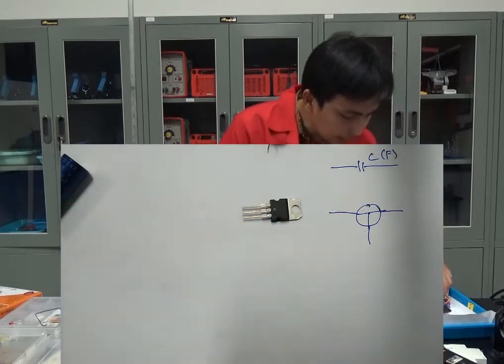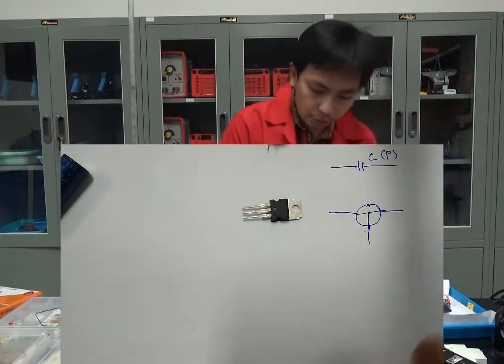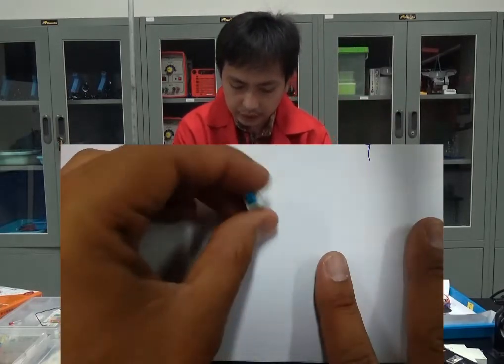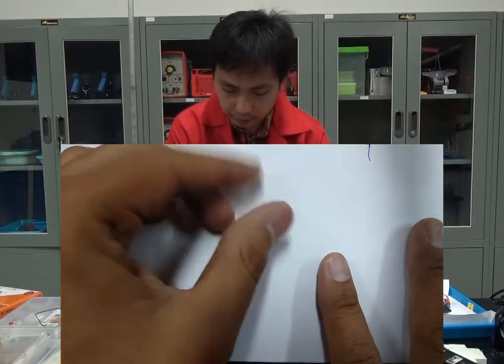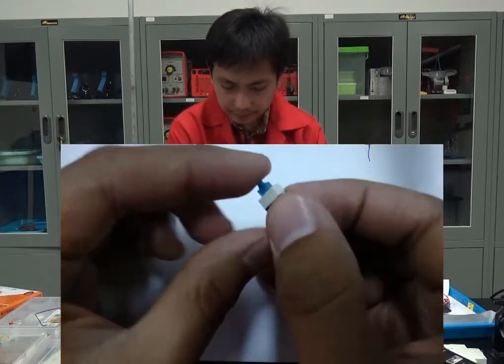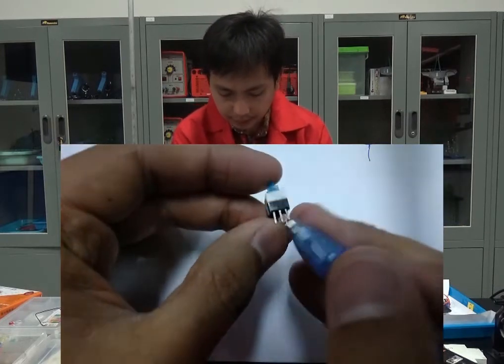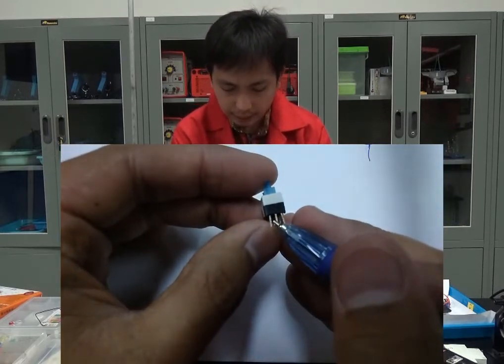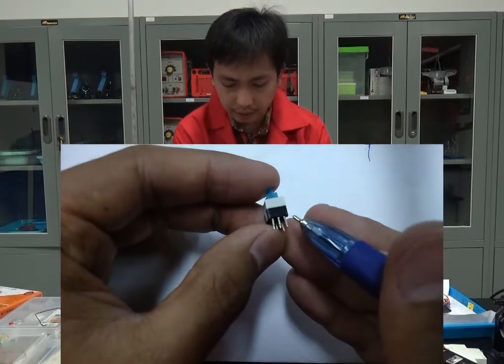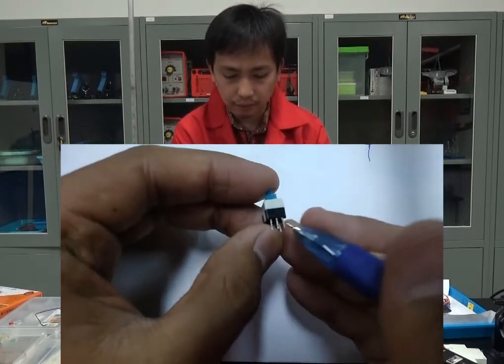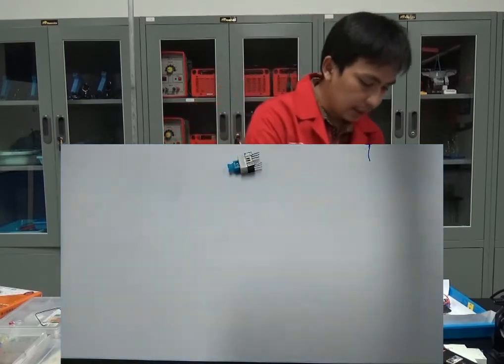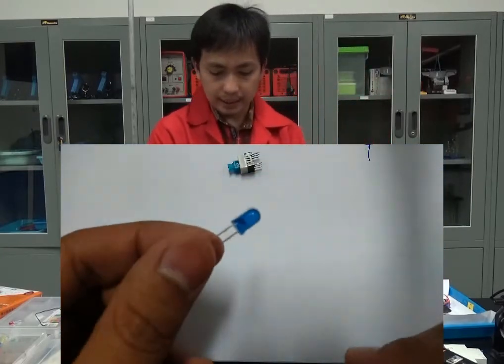And then we have the switch here. Look at the center, it is common. We can select the right side or left side. It should be turned on and turned off. And we also have the LED.